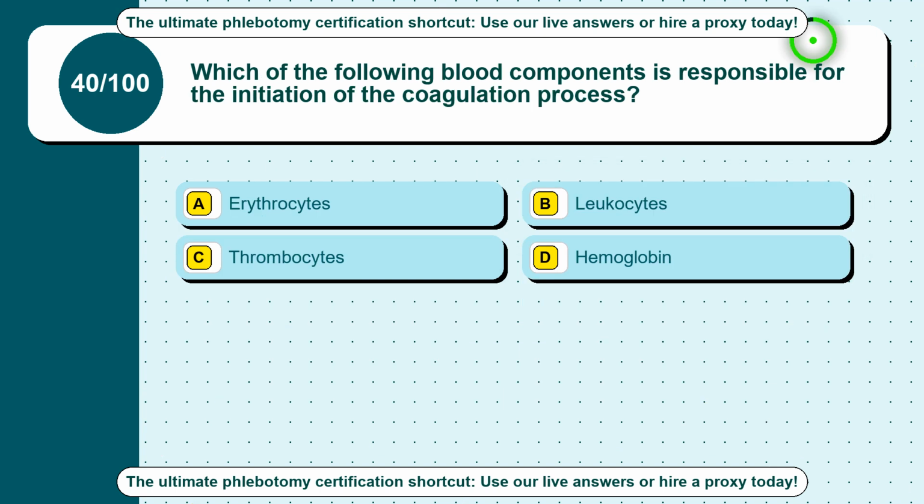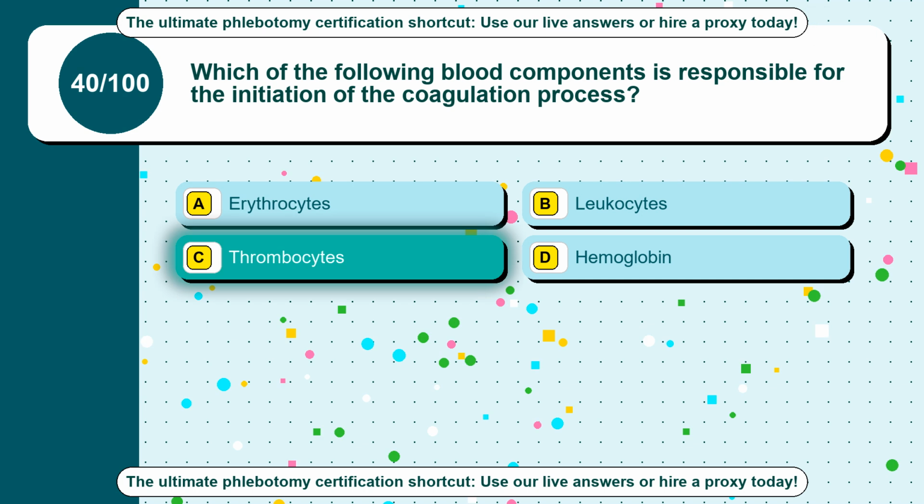Question 40. Which of the following blood components is responsible for the initiation of the coagulation process? Option A, erythrocytes. Option B, leukocytes. Option C, thrombocytes. Option D, hemoglobin. The correct answer is option C, thrombocytes.